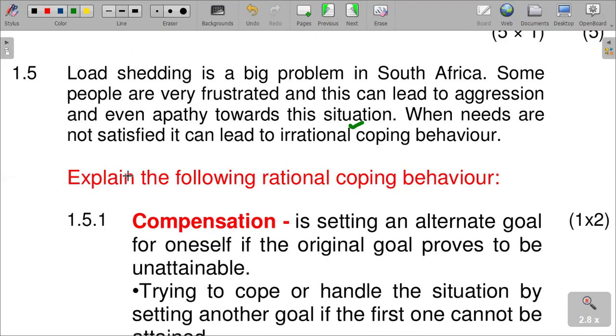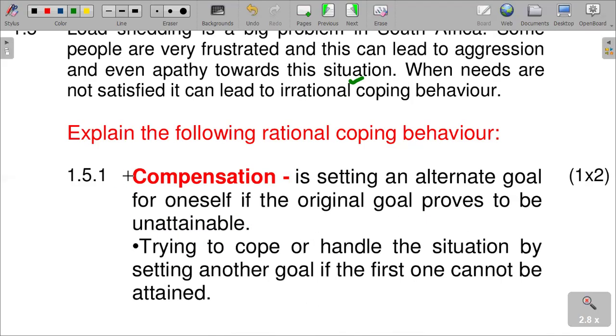So explain the following irrational coping behavior. Compensation. Compensation is setting an alternative goal for oneself if the original goal proves to be unattainable. I'm saying this is the first definition. Setting an alternative goal for oneself if the original goal proves to be unattainable.